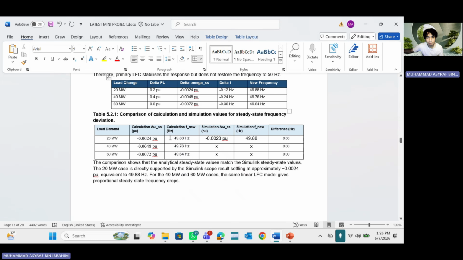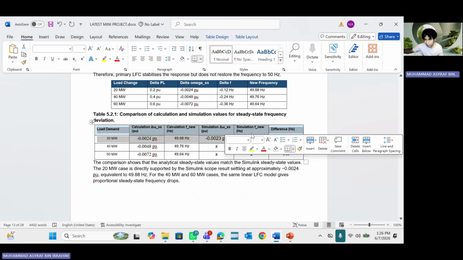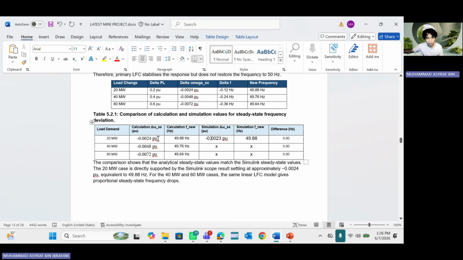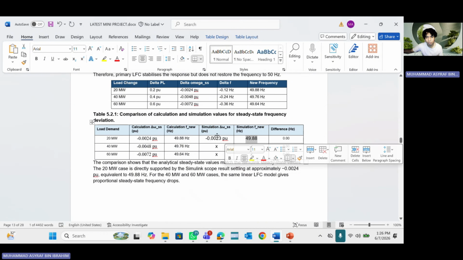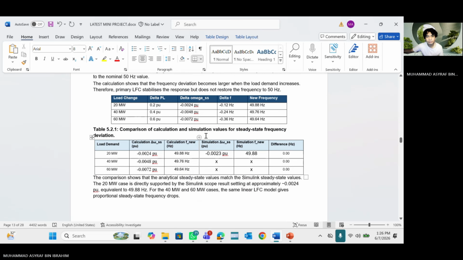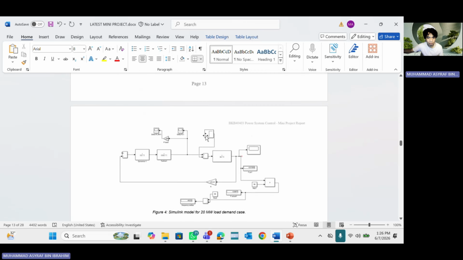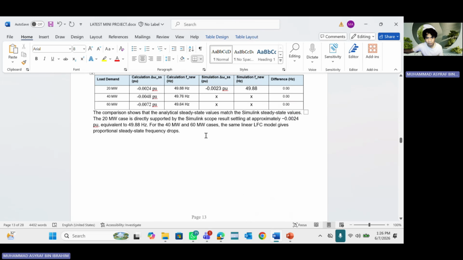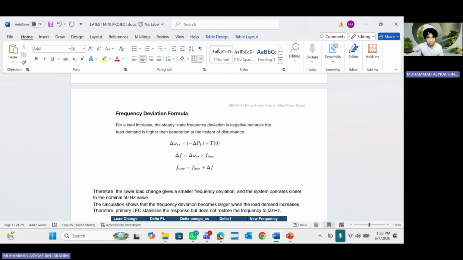Here we can see the comparison from calculation to simulation, which will be explained by my group members. We can see here that the calculation is 49.88 Hz and the simulation is 49.88 Hz also. So there is not much error. Okay, so that's all from me for the calculation parts.